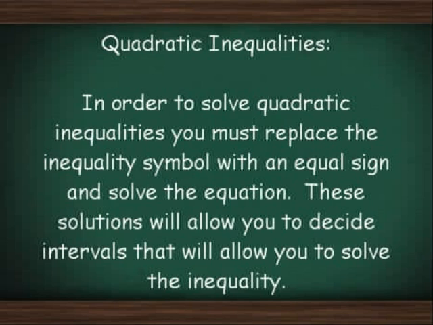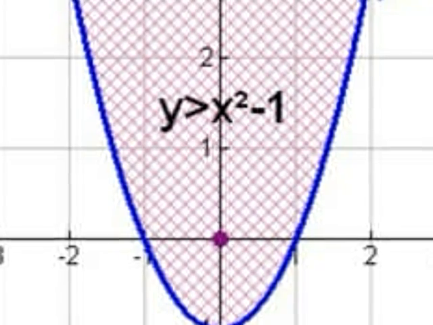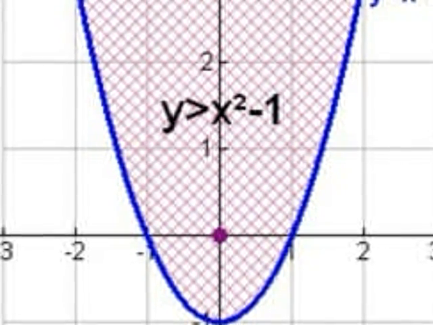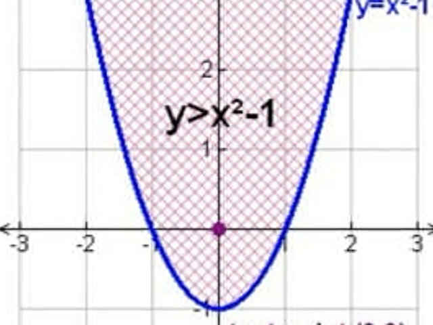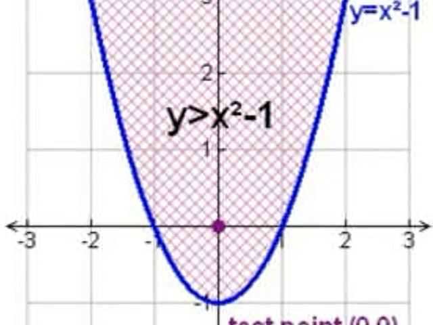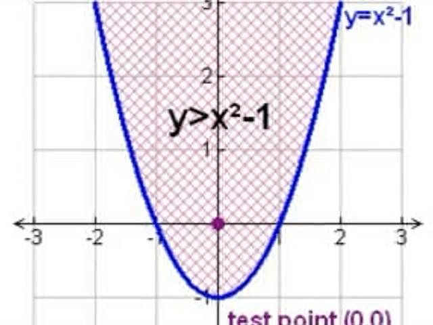In order to solve a quadratic inequality, you must replace the inequality symbol with an equal sign and solve the equation. These solutions will allow you to decide intervals that will allow you to solve the inequality. If you want to solve the quadratic inequality graphically, first you graph the parabola. Then you choose a test point such as (0, 0) and plug it into the equation. Since the point satisfies the inequality, you shade inside the parabola.